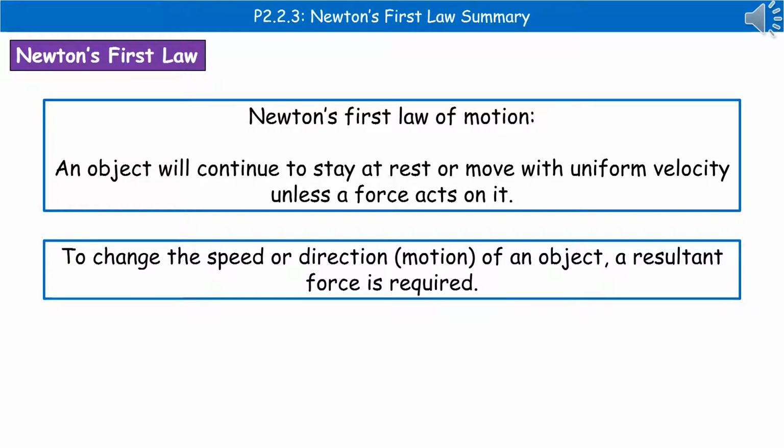Welcome to our review on Newton's first law. So one of the things we do need to know is what Newton's laws actually state. Newton's first law of motion states an object will continue to stay at rest or move with uniform velocity unless a force acts on it. So in order to change speed or the direction of an object, we need a resultant force.